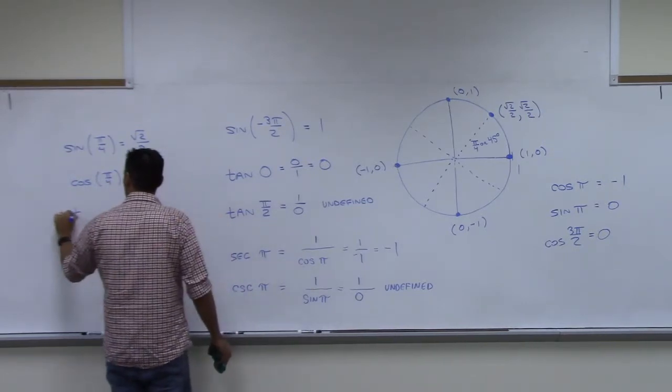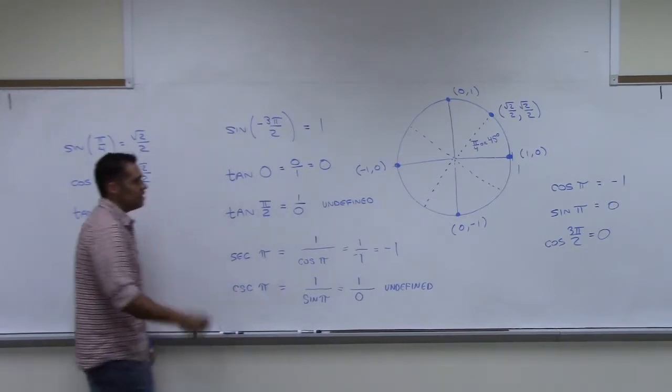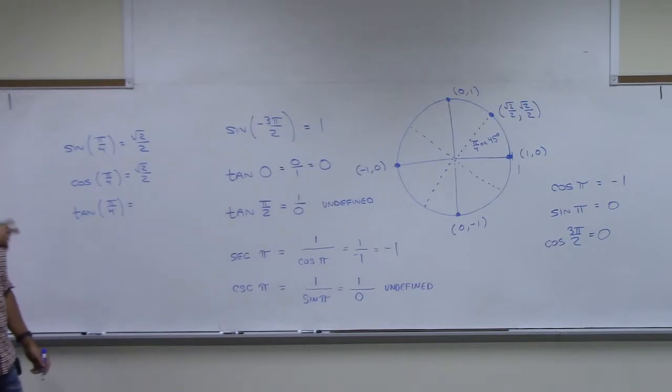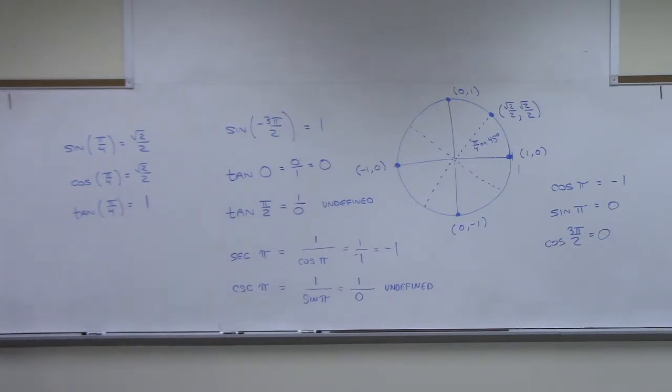And what about tangent of pi over 4? It's 1. Because when you take the y coordinate and divide it by the x coordinate, they're the same numbers, right? Root 2 over 2 divided by root 2 over 2, that should give you 1.